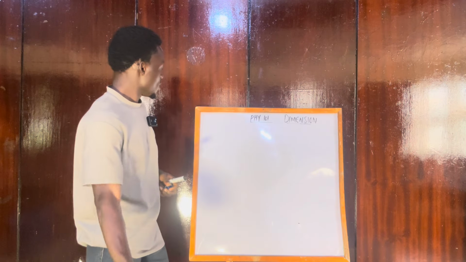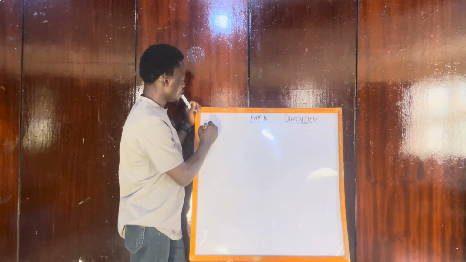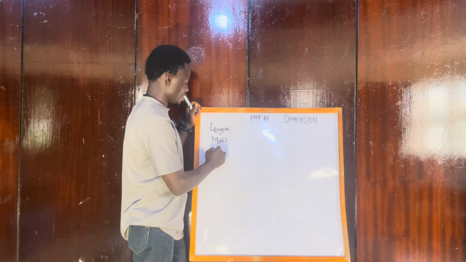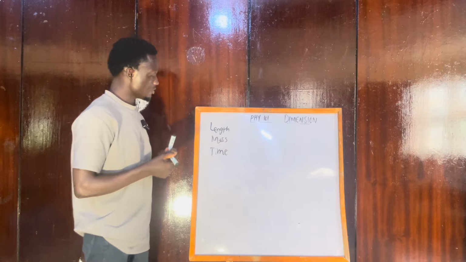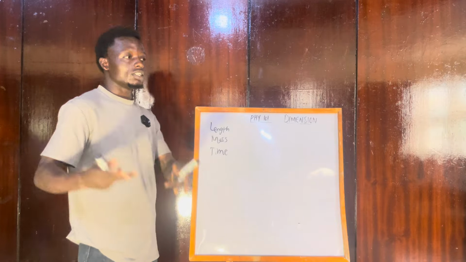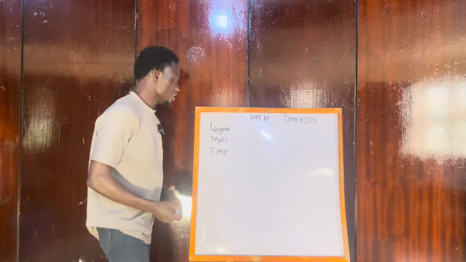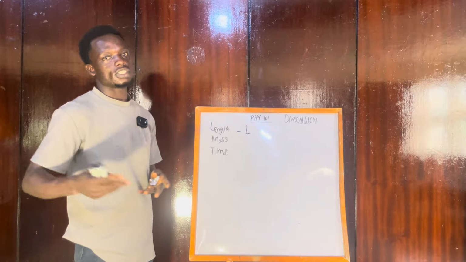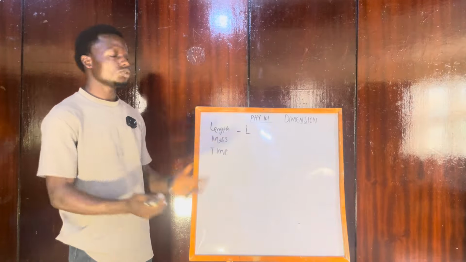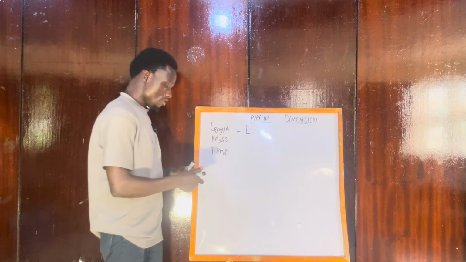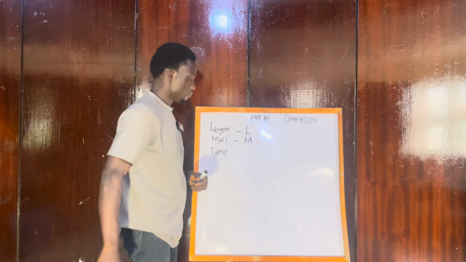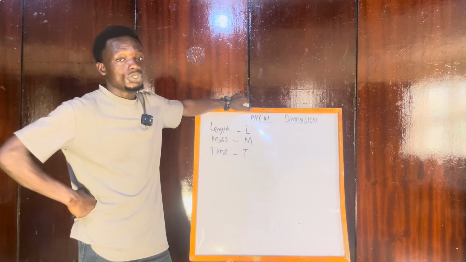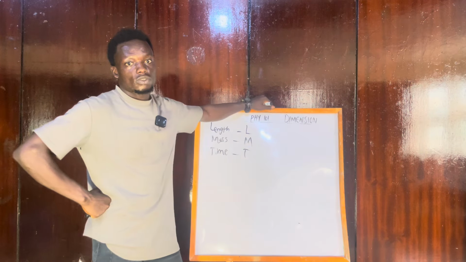Now, for instance, the three fundamental quantities I was talking about initially are what? Length, mass, and time. So these are the three fundamental quantities whose dimensions we use to find the dimension of a particular quantity. For length, the dimension is L. All categories of length, whether distance or radius or displacement or height, fall under length. For mass, we have capital letter M, and for time, capital letter T.